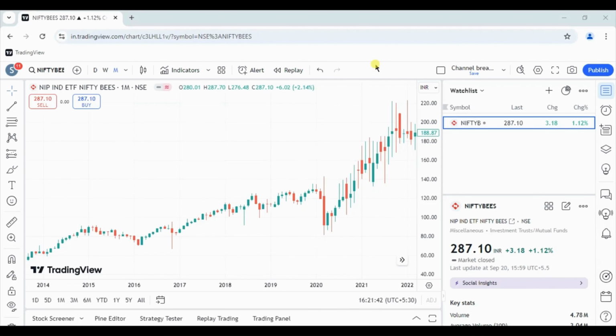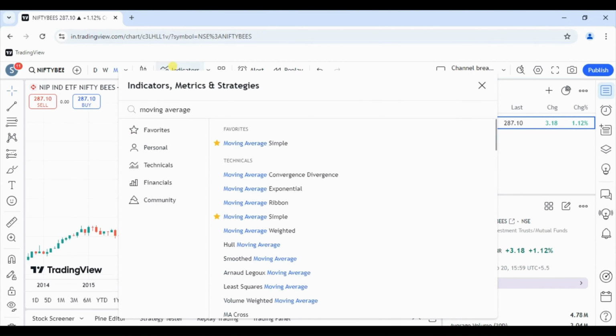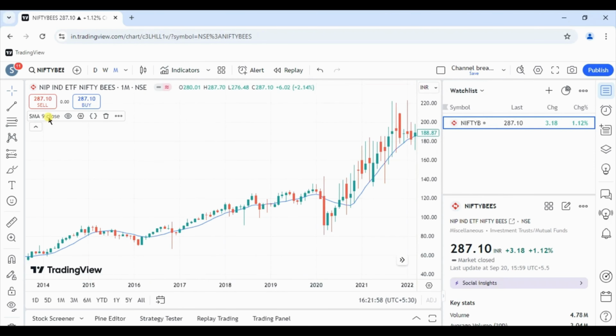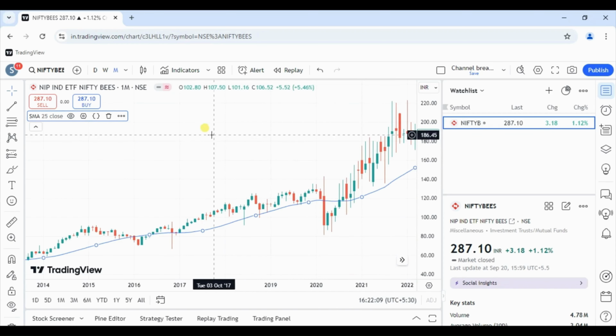For our analysis, we will be using SMA or the simple moving average indicator. To add this indicator, click on indicators, search for moving average, and select the moving average simple option. Close the window. By default, SMA with a length of 9 gets added. Click on the settings icon, change the length from 9 to 25. Click on OK.